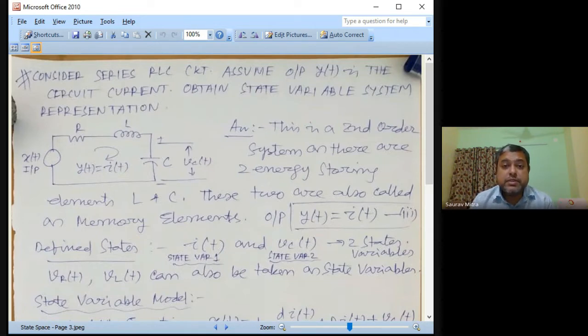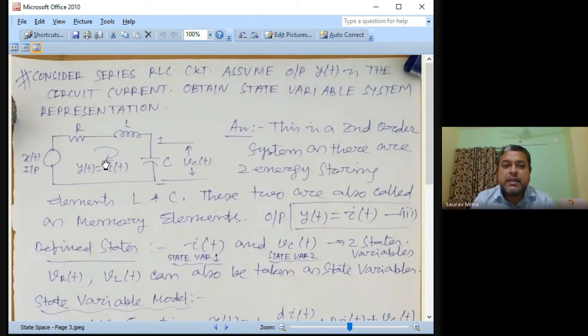For the same system, we are going to find that different state variable representations are possible. So first, consider a series RLC circuit. Assume that the output is the circuit current. There are two state variables, as I told you. One is shown here as the circuit current.